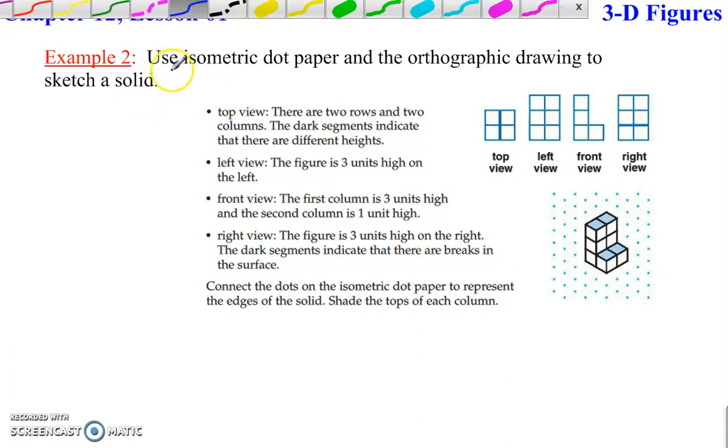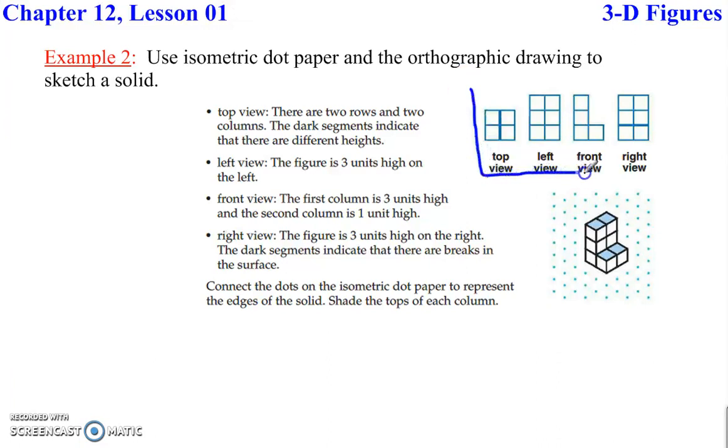Okay, if we want to use isometric dot paper to draw or sketch a solid. So here we have the orthographic drawing. Shows us a top view, shows us a left view, front view, and right view. So in this case, the front view, that's what we have right here. That's the front. Okay, so we could draw these two going down this way, and these 3 going up, over, down, and over. And then we know that from the right view, at the bottom, we go over 2.